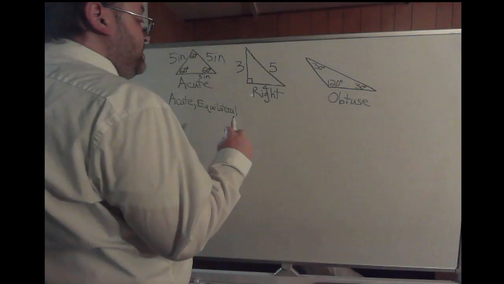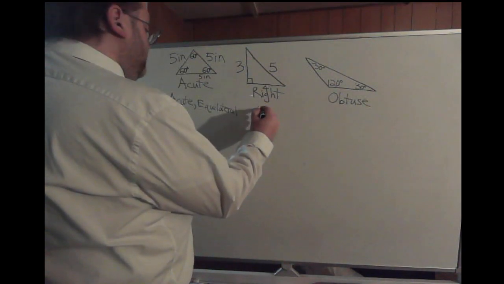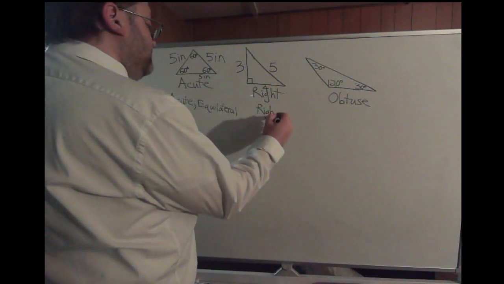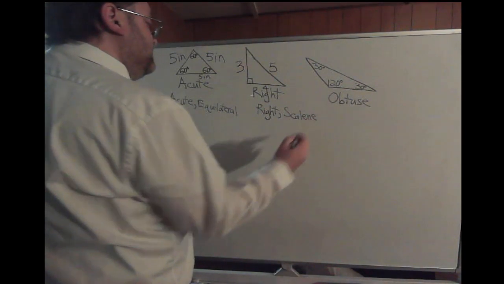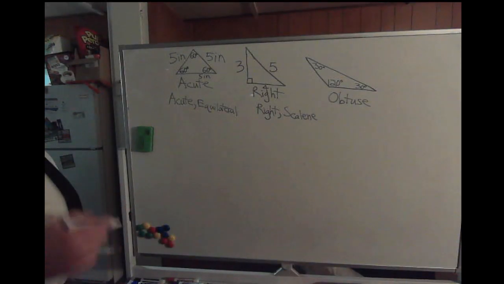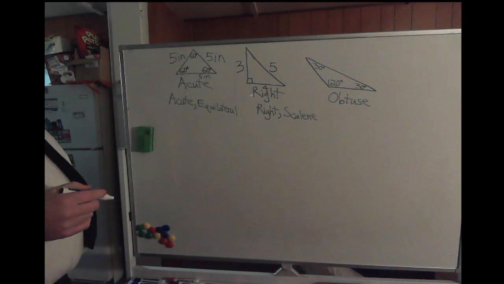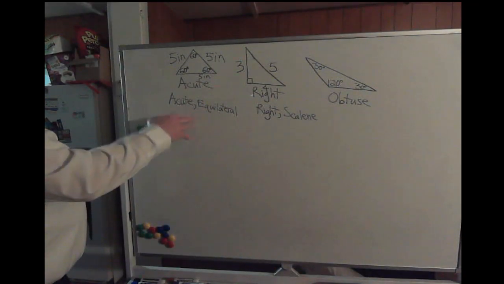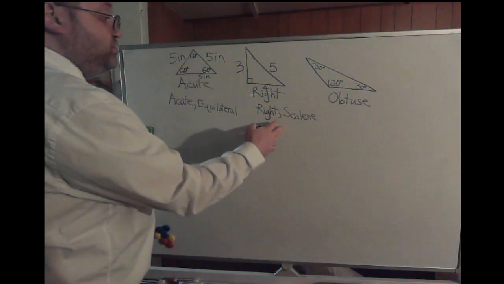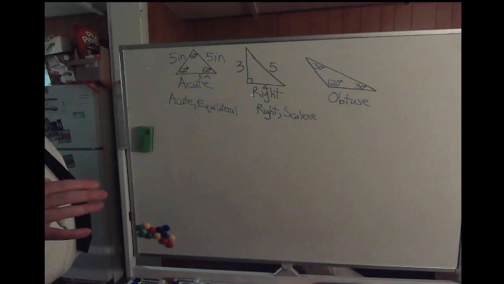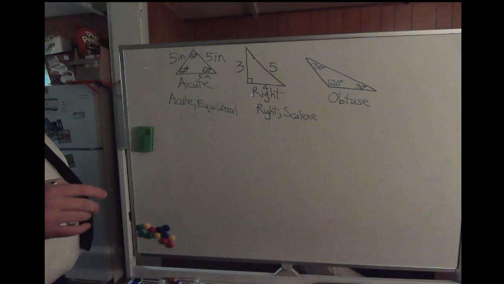But this one would be right and scalene because all the sides have different lengths. You can have right and isosceles. You can't have right and equilateral. It doesn't work. You can only have right and isosceles as the only other. You can have acute and equilateral, acute and isosceles, acute and scalene. But when it comes to right triangles, you can have right and scalene or right and isosceles. You'll never have a right and equilateral triangle.